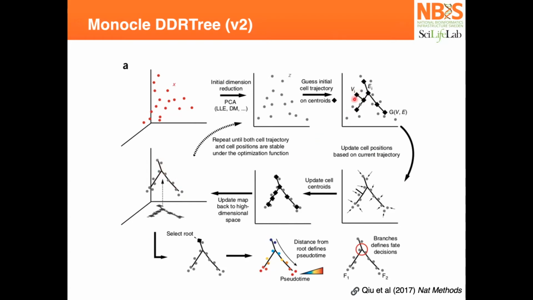So after you find the best representation of your data, so for example, here in the first representation, you see that there's this line sticking out. So maybe actually you don't need that line to represent your data. You just need this bifurcation here.